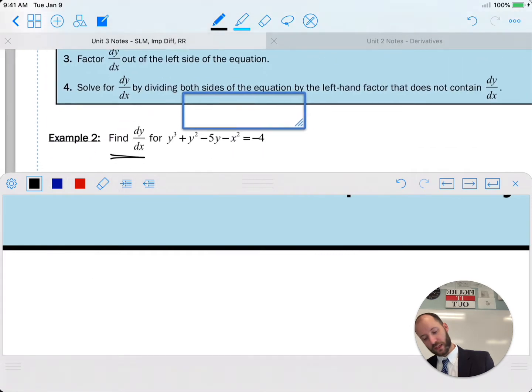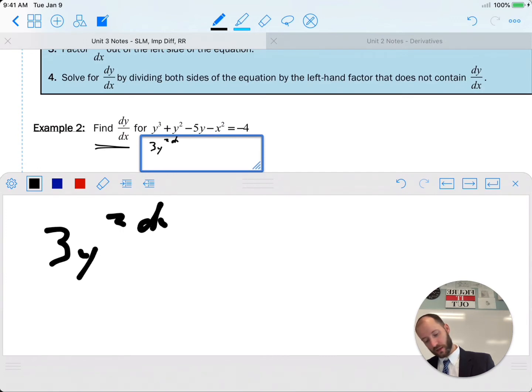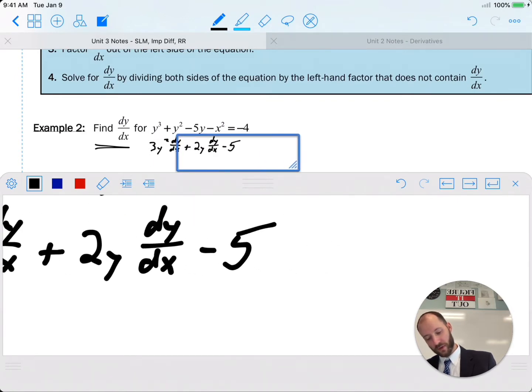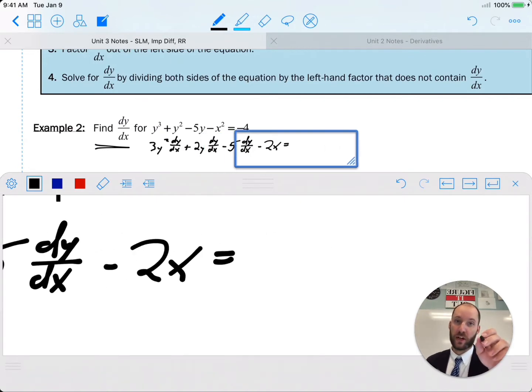We'll start out like we did above, take the derivative of what you have, so 3y squared dy/dx plus 2y dy/dx minus 5 dy/dx minus 2x equals, now here's the tricky part, don't forget this, take the derivative of the other side also. Derivative of -4. Derivative of any number is 0.